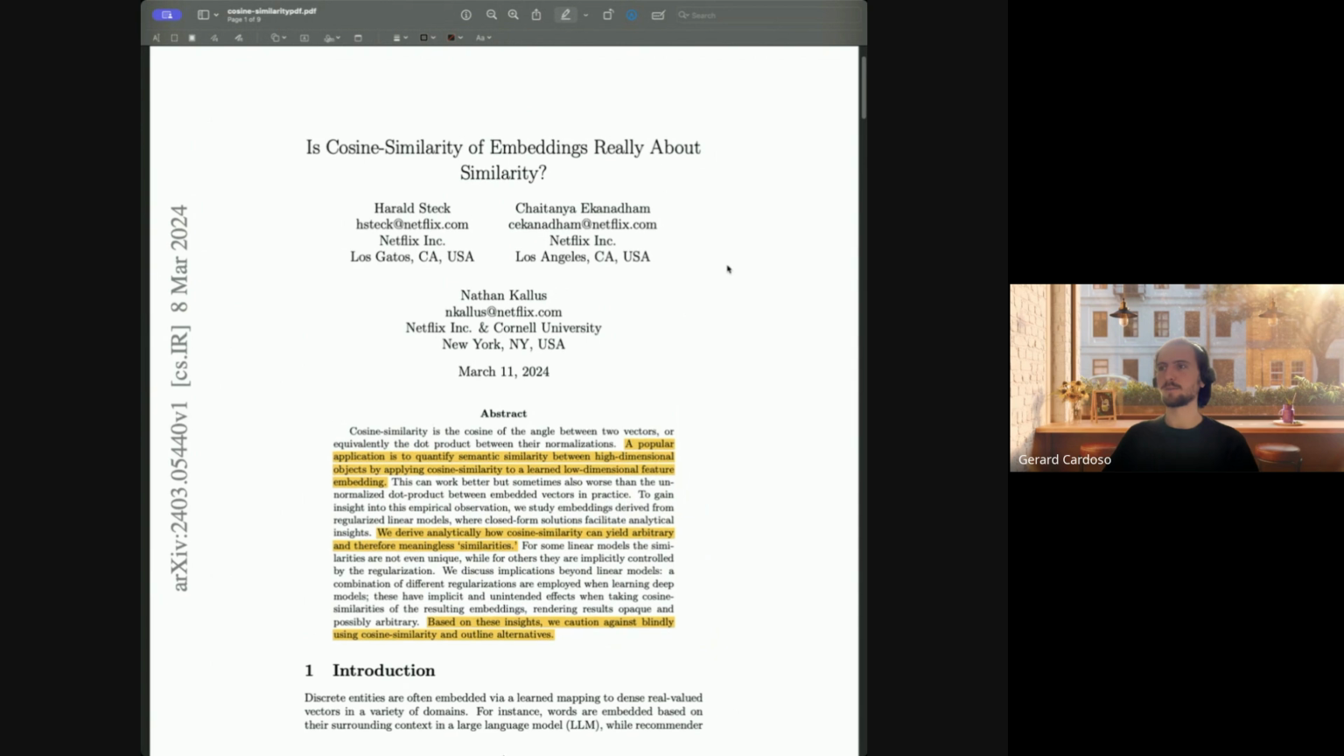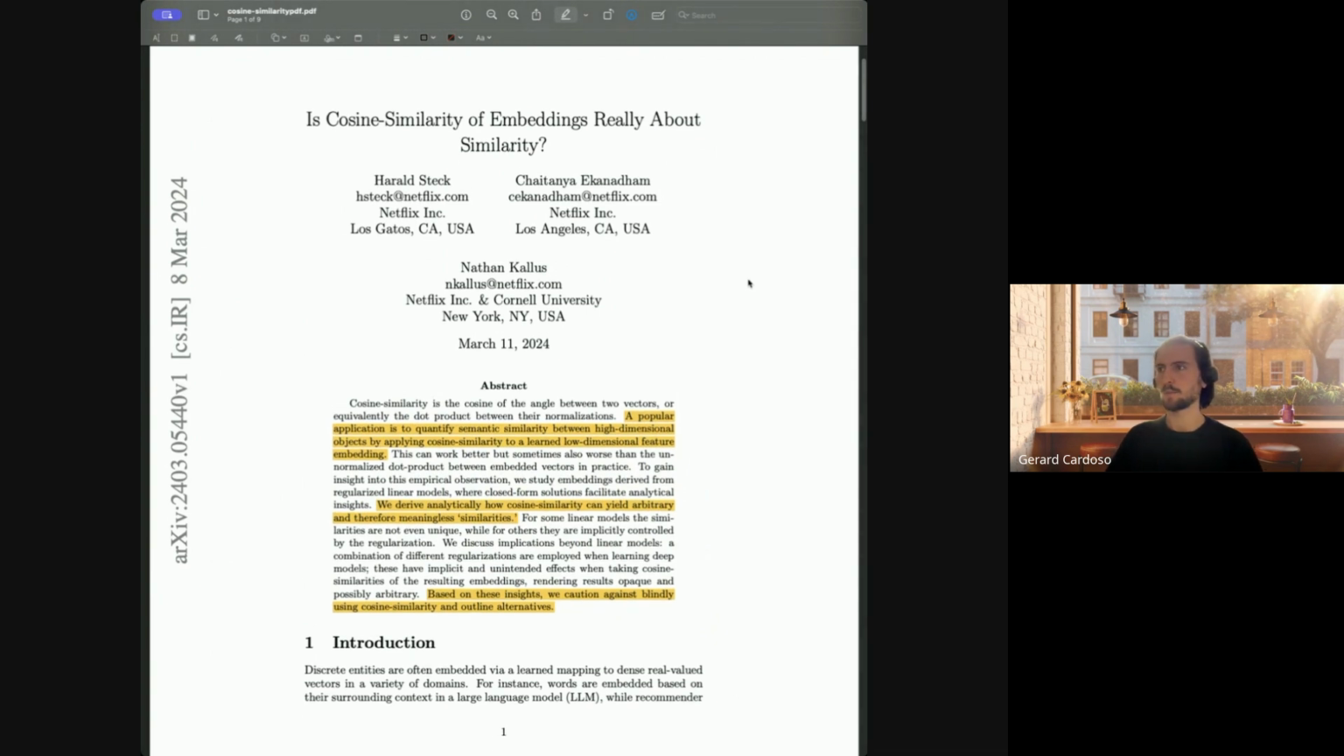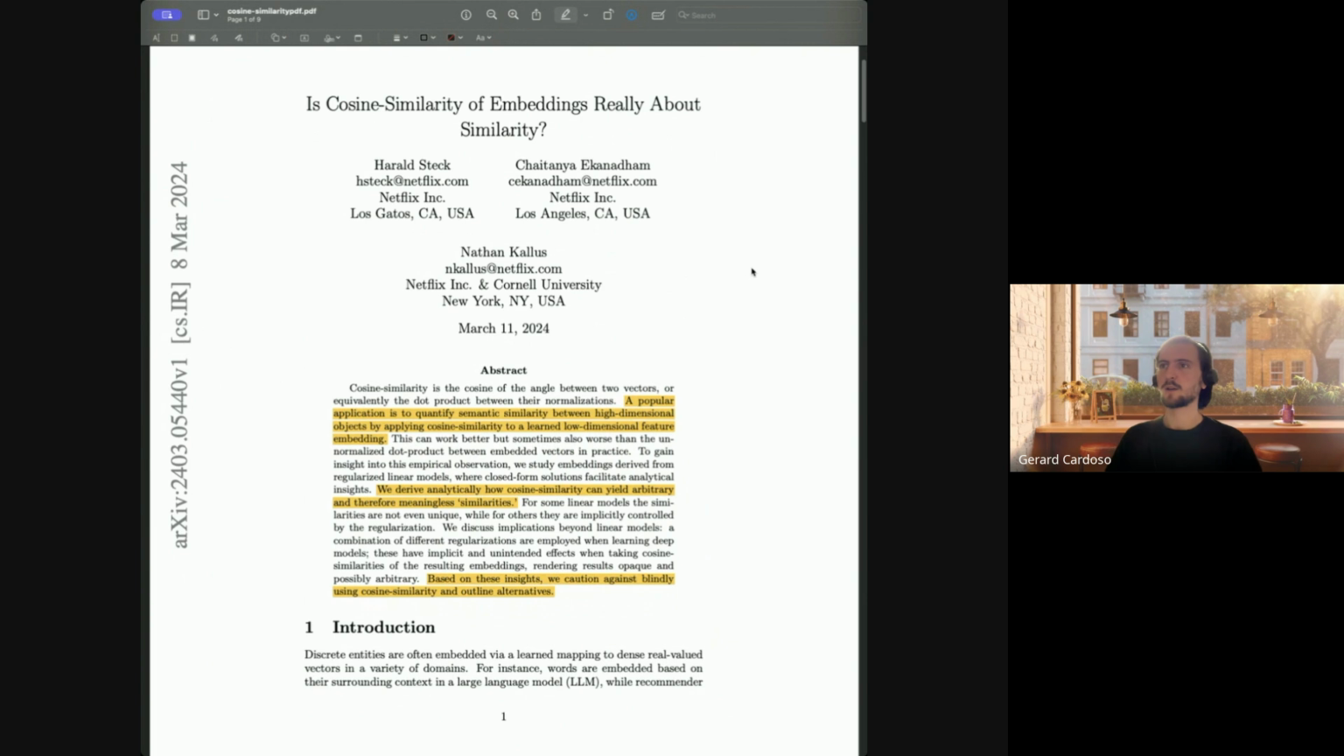Cool. So what's this paper really about? What they want to understand is how effective is cosine similarity at representing actual similarity in the real world, and how is cosine similarity impacted by how we train or how we come to obtain the vector representations for whatever we're representing.